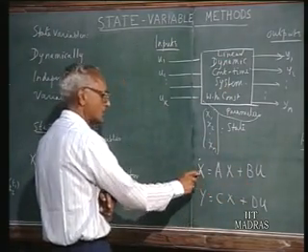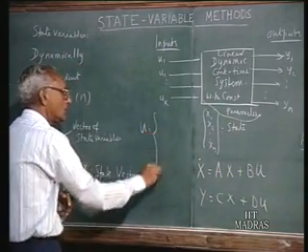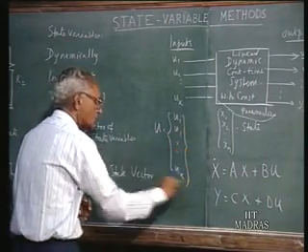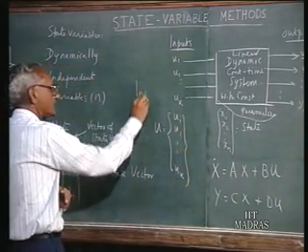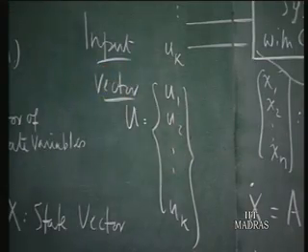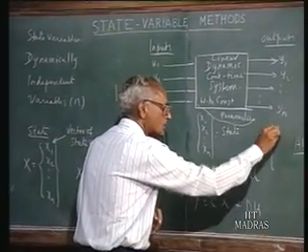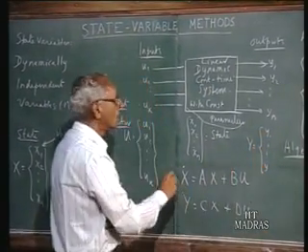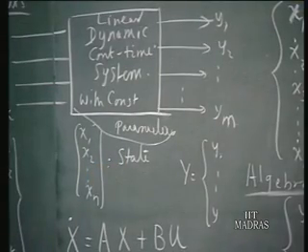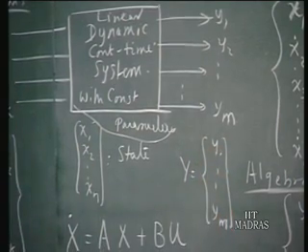So these are all vectors, where u represents the column u1, u2 up to uk. So this can be called the input vector. U is the input vector and y is y1 to ym. I should have written ym, I am sorry, because that is what we have written here. So y1 to ym, this is the output vector.